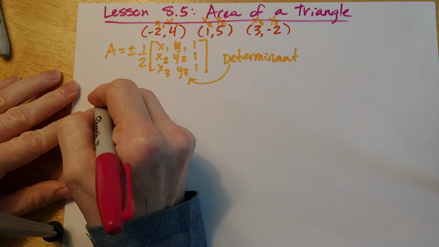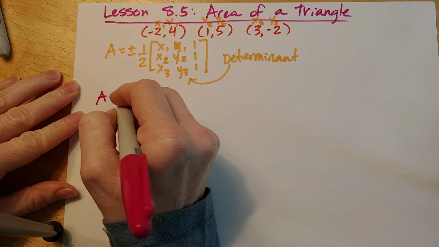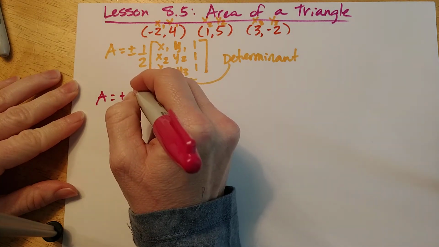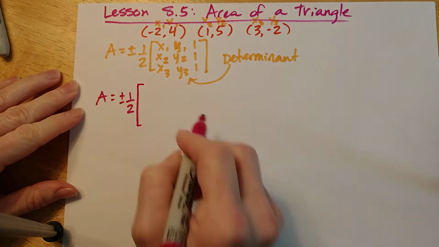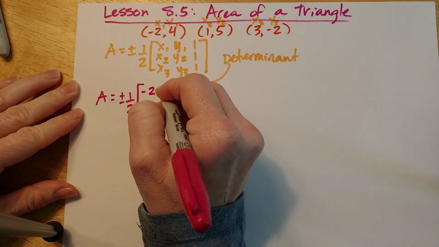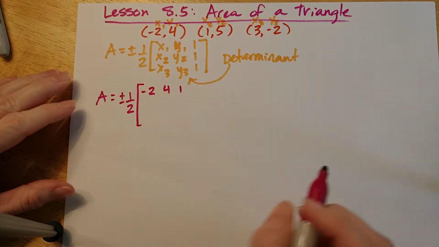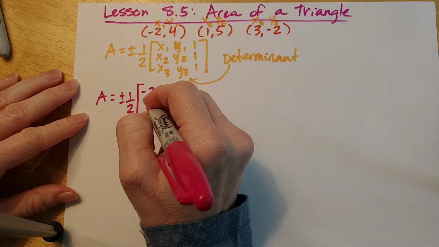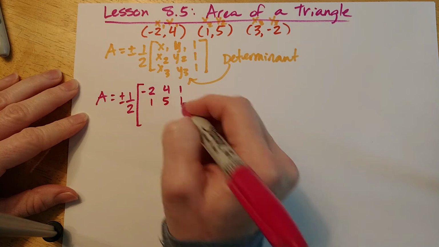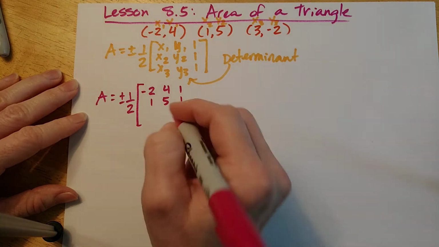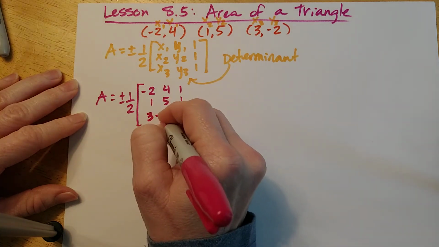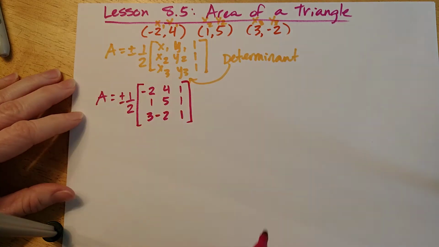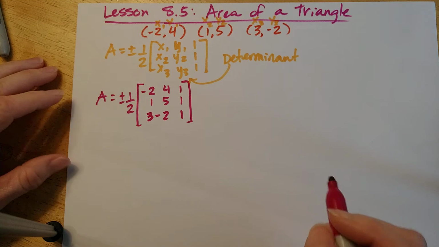So my area equals plus or minus 1/2 of all this stuff here. So I've got -2, 4, and a 1. It's always going to be 1. Always, always, always. And then I've got a 1 and a 5 and another 1. Always going to be 1. That last column is always 1. And 3, -2, and 1. Okay, so now let's do our determinant.